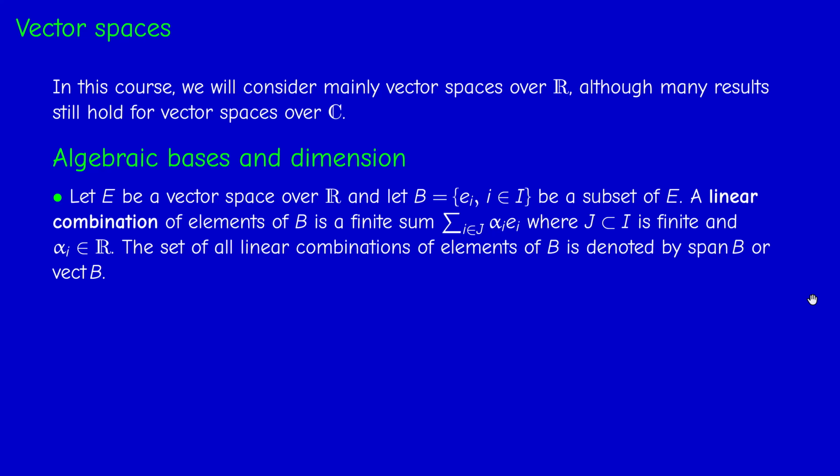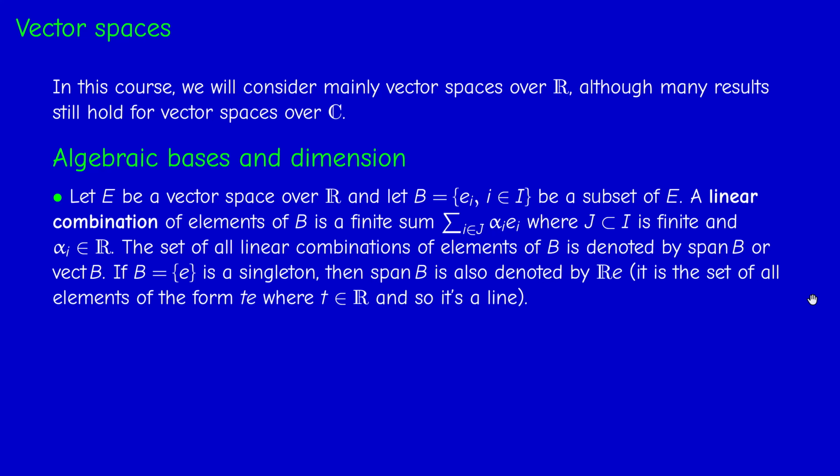The set of all linear combinations of elements of B is denoted by span B or vect B, and it's called the space spanned by B. And it's easy to prove that span B is really a subspace of E. And it's the smallest subspace containing B.